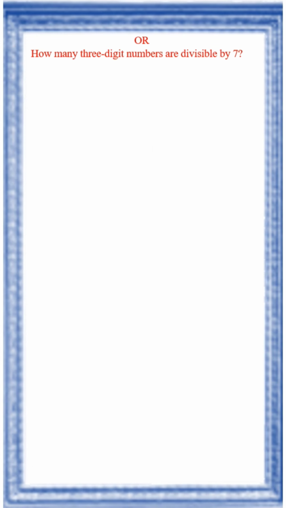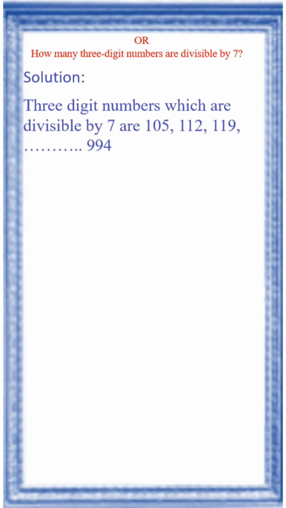Now there is an internal choice question for this one. How many 3-digit numbers are divisible by 7? Here the 3-digit numbers which are divisible by 7 are 105, 112, 119, ..., 994, above 100. 100 is not divisible, 101 is not divisible, 102 is not, 103 is not, 105 is the first number.